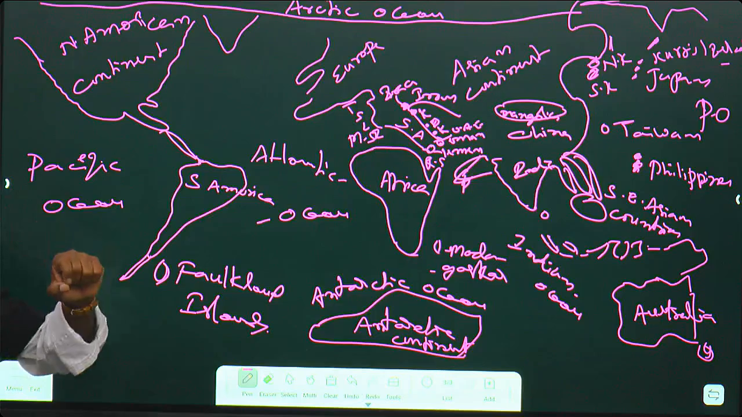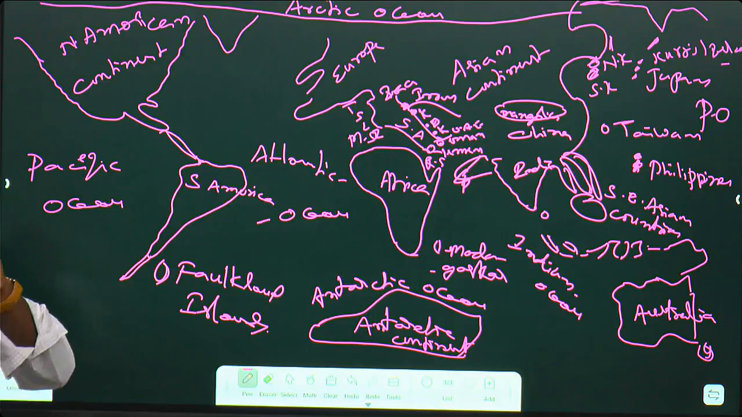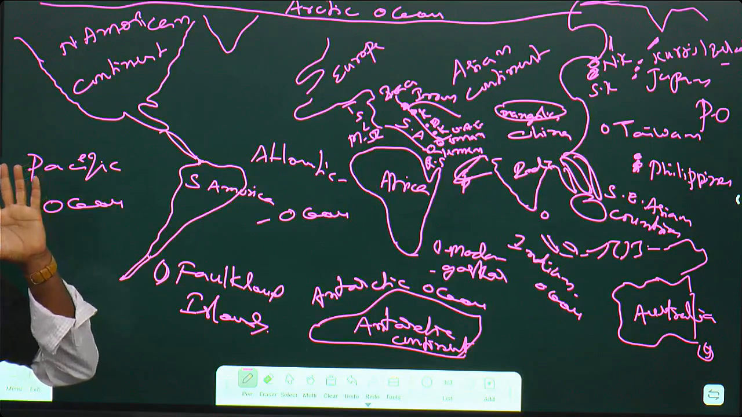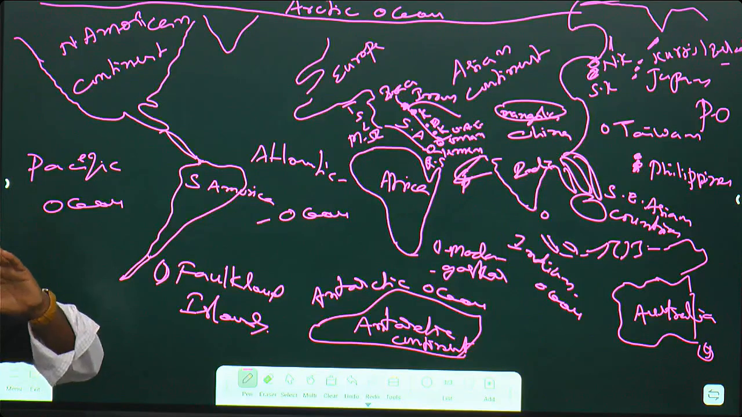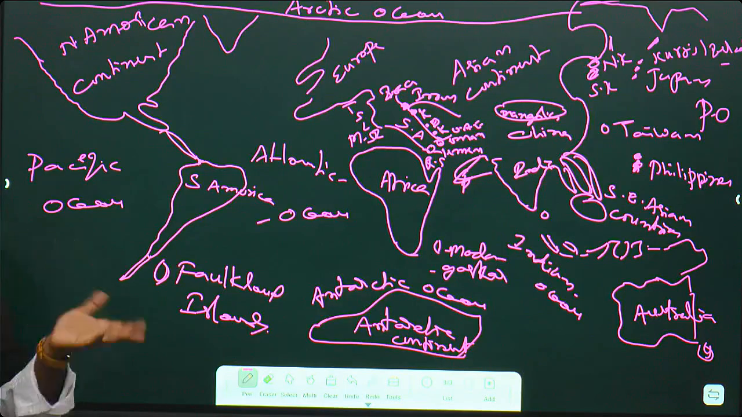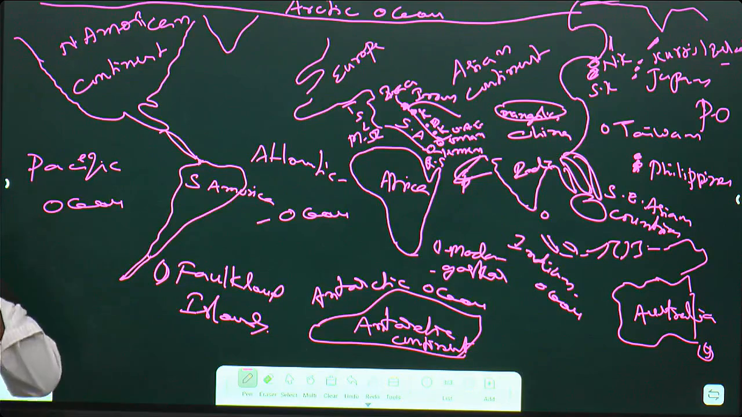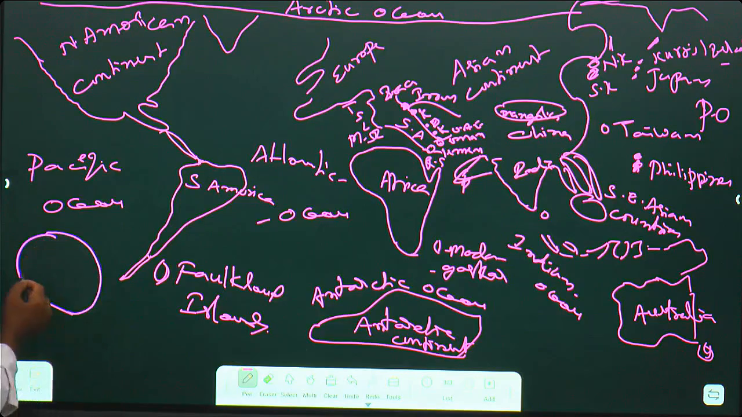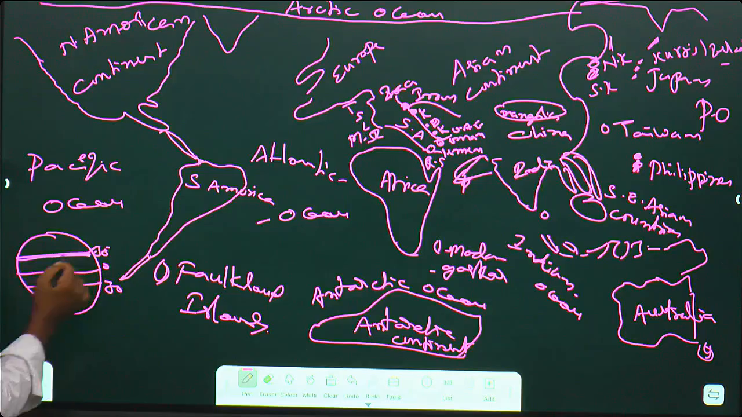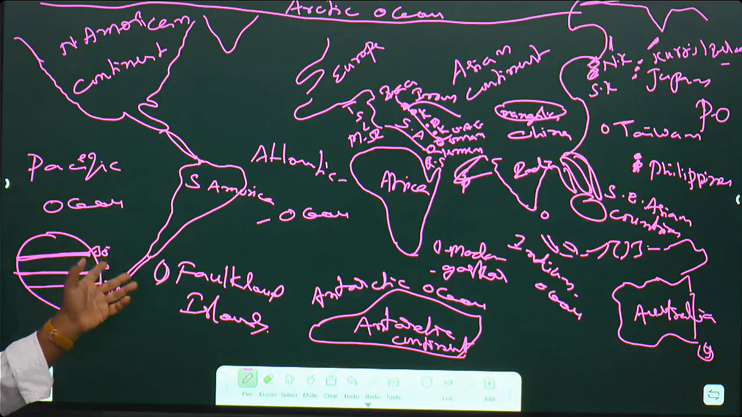Subtropical high pressure belts are nearly at 30 degrees latitudes. We can see subtropical high pressure belts on either side of the equator, northern hemisphere and southern hemisphere, at 30 degrees latitudes. This one is 0, this one is 30 degrees, this one is 30 degrees. Full information is given in the winds chapter about subtropical.